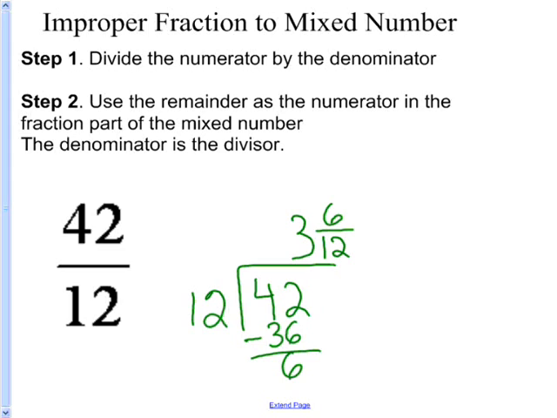Now this fraction 42/12 is equal to 3 and 6/12, but I can simplify 3 and 6/12. The greatest common factor of 6 and 12 is 6, so I'm going to divide both my numerator and my denominator by the GCF 6, and I'm going to get 3 and 1/2. And that is how I convert that improper fraction to a mixed number.